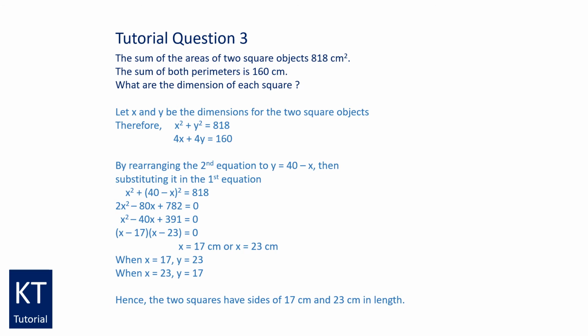From the second equation, we can decipher that y equals 40 minus x. We can then take the next step of substituting 40 minus x into the y portion of the first equation, then expand the quadratic equation and factorize it to solve for x. We shall then continue to solve for y to get to the final required dimension of each square being 17 cm and 23 cm in length.